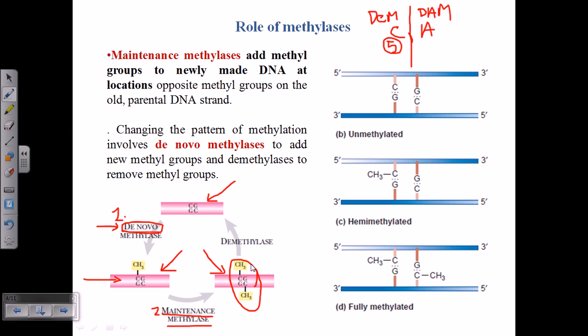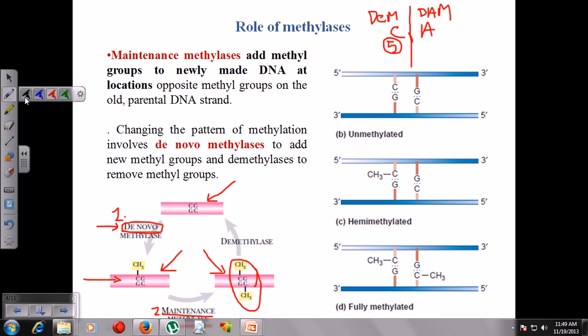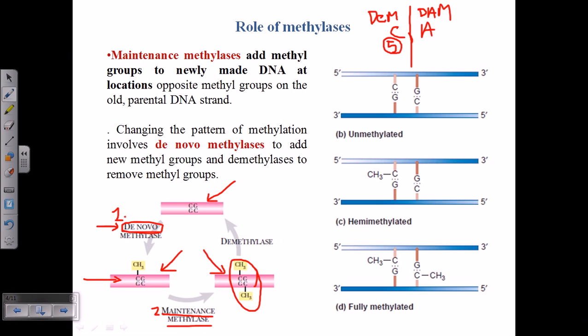So suppose sometimes we need this gene to be silenced, but after some time we need this gene to be expressed. In those conditions we must remove these methyl groups. For removing this methyl group we need another type of enzyme. So I am changing my color, another type of enzyme that is called demethylase.